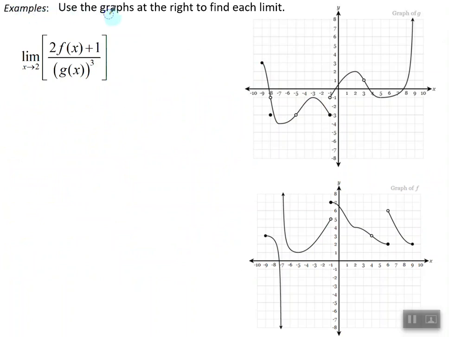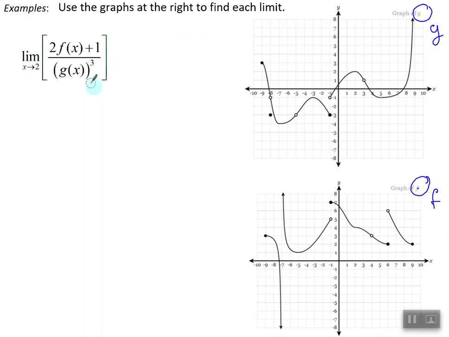Examples. Use the graphs at the right to find each limit. Notice we have two separate graphs here. We have the graph of g and we have the graph of f. Limit as x approaches 2 of (2f of x plus 1) divided by (g of x) cubed.